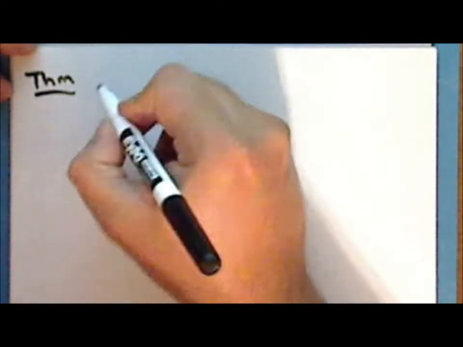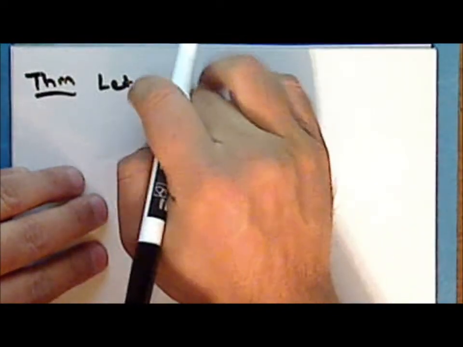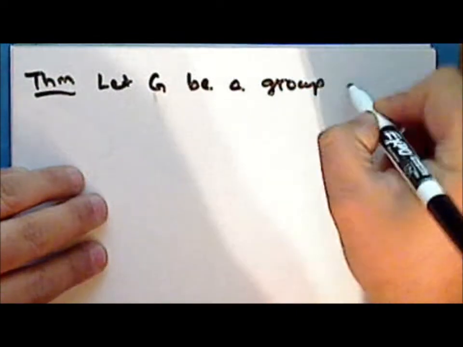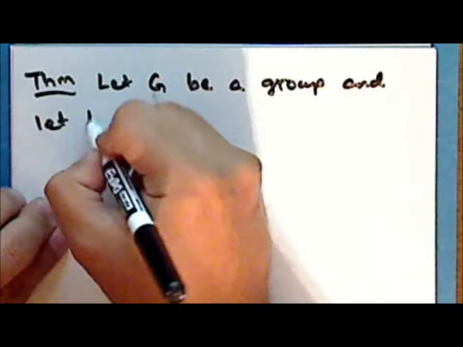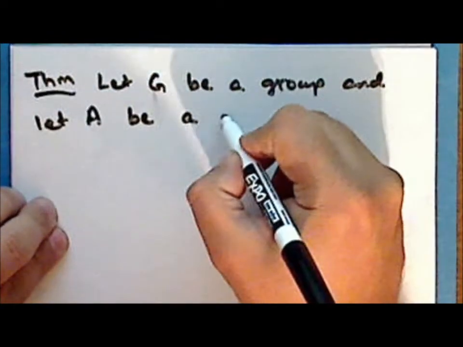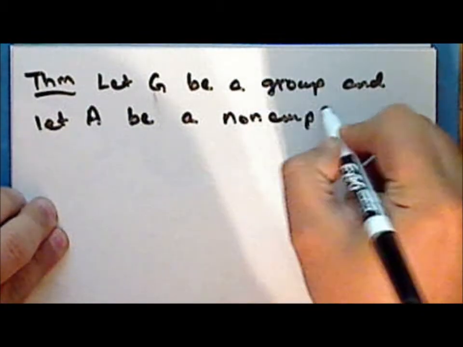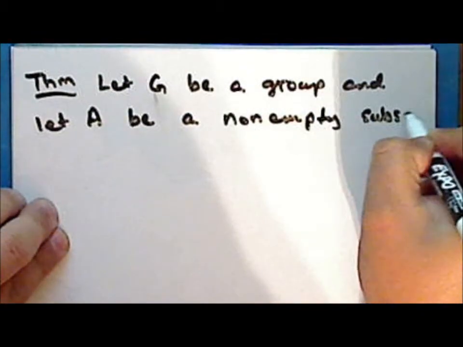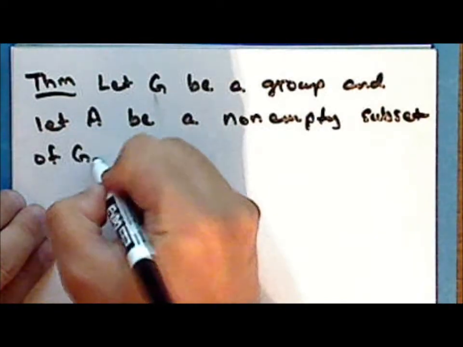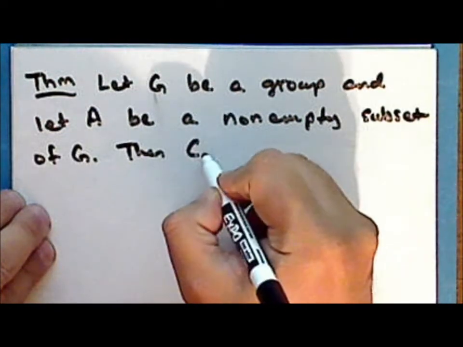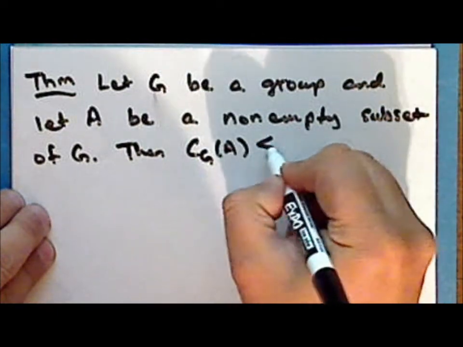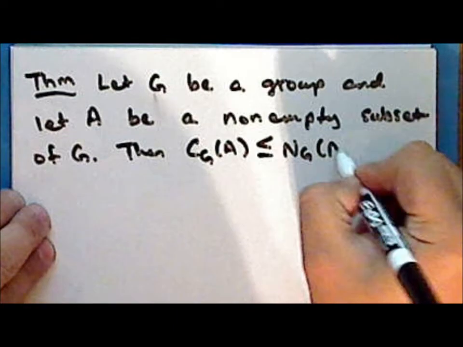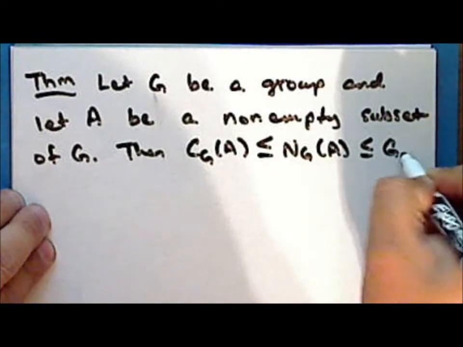So the second exercise we will also state as a theorem. Let G be a group and let A be a non-empty subset of the group. Then the centralizer of A is a subgroup of the normalizer of A, which is a subgroup of the group G. So, proof.